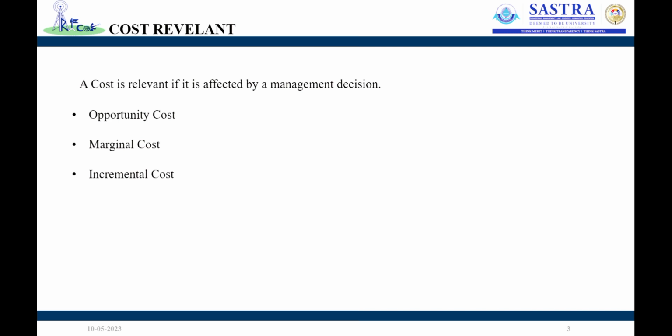First one is opportunity cost. It is the value lost by choosing a specific option. Second one is marginal cost. It refers to the increase in production cost generated by the production of additional product units. And the last one is incremental cost. It is the total cost incurred due to an additional unit of product being produced.